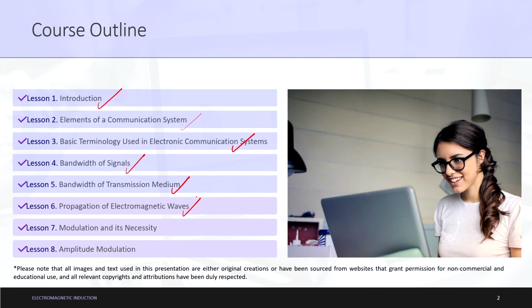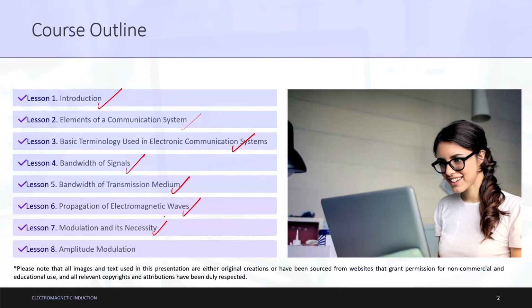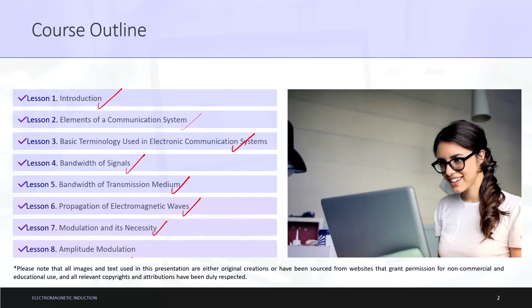Next is propagation of electromagnetic waves, propagation as in movement of electromagnetic waves, how the waves are moving, what is the use of this movement and how this movement is useful in communication systems. Next is modulation and its necessity, the very essence of why this chapter is added in our syllabus. What is modulation, what is its need, how is it implemented, a small part of modulation is being cut from modulation and explained in detail in this chapter. And finally, what is amplitude modulation, also known as AM. So, without any further ado, let us start with our chapter.